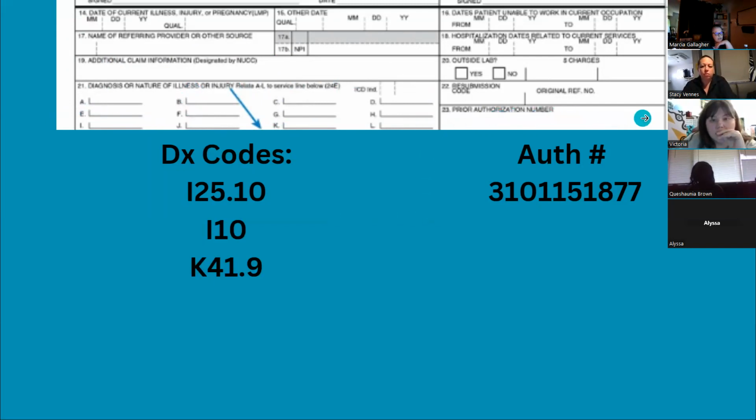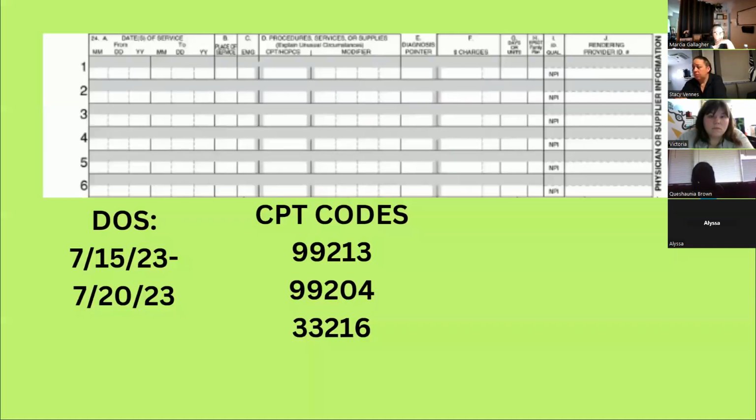Now, box 23 is super duper important, because this is where you're going to put your authorization number if you need one, right? So that's where an authorization number would go. So we would put this number there. All right, so now we're going to talk about CPT codes. That's where we're heading, into CPT coding.